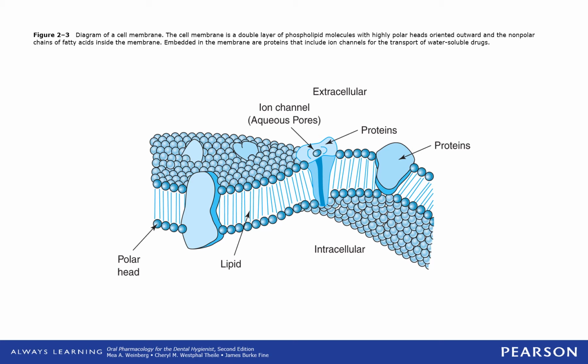Figure 2.3 is a diagram of a cell membrane. As mentioned, the cell membrane is a double layer of phospholipid molecules with highly polar heads oriented outward. Highly polar heads, water soluble, and nonpolar chains of fatty acid inside the membrane. Embedded in the membrane are proteins that include ion channels for transport of water-soluble drugs.